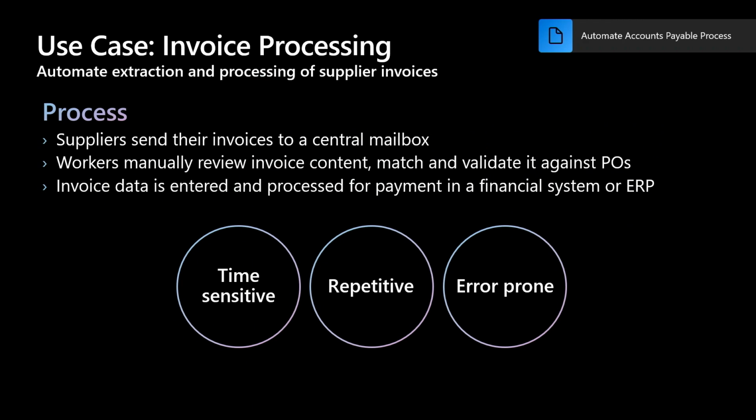This process is a perfect use case for automation because it is highly repetitive. It's also highly error-prone when done manually, and generally it's very time-consuming and also time-sensitive, meaning that downstream processes rely on it. And if it's done incorrectly, it could generate partner dissatisfaction.